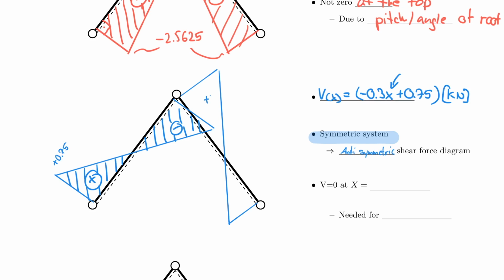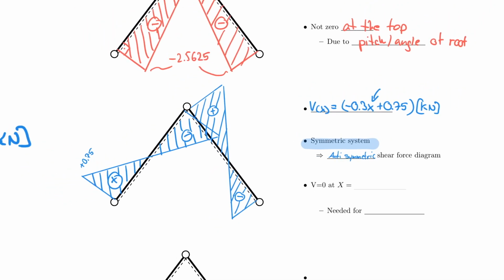I didn't do a very good job drawing this here, but the passing through zero would technically happen right in the middle of the rafter. In fact, V is equal to 0 at x equals 2.5 meters, which I need for my max min moment.